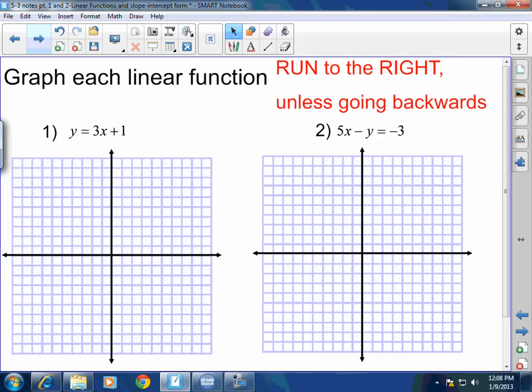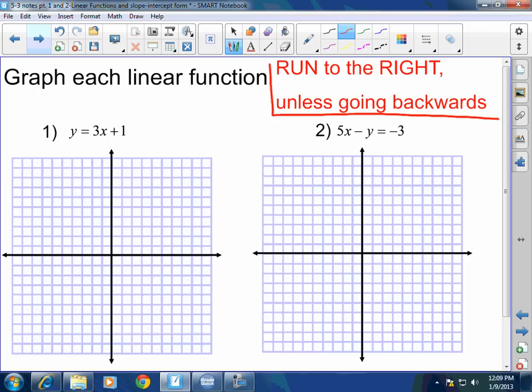Y equals 3x plus 1. They want you to graph each of these. Please notice this in red. You run to the right always, unless going backwards. I don't care if the slope is positive or negative. You always run to the right, unless going backwards. And I'm going to show you what that means right now.